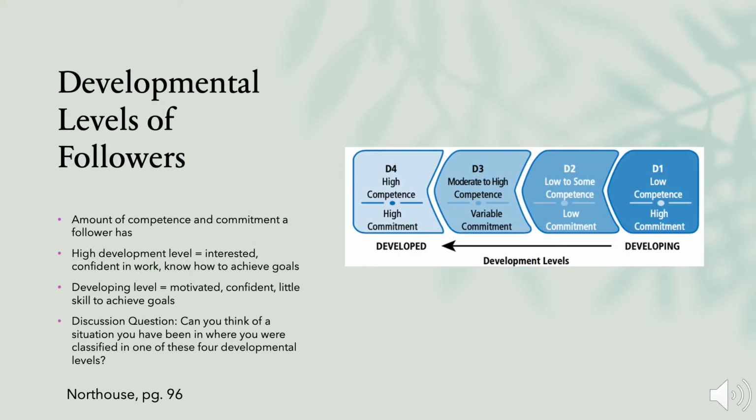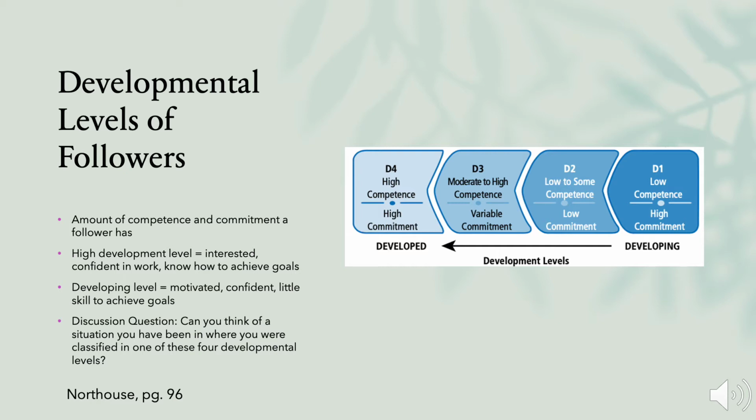The bottom half of the SL2 model regards developmental level of followers, and developmental level is the amount of competence and commitment a follower has to a job or goal. High development level means a follower is interested and confident in the work and they know how to achieve goals.